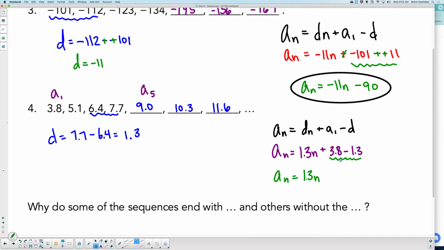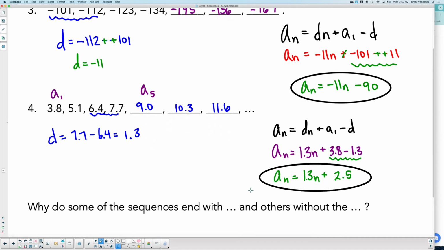What is 3.8 minus 1.3? What's the 0.8 minus the 0.3? 0.8 minus the 0.3. See, the bigger, it's going to be, oh, not 1.5, but what's 3 minus 1? 2. So it'll be 2.5. That'll be 2.5. That's our equation right there.